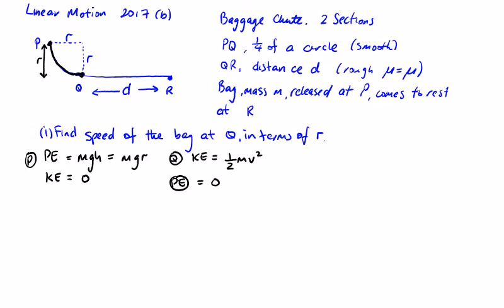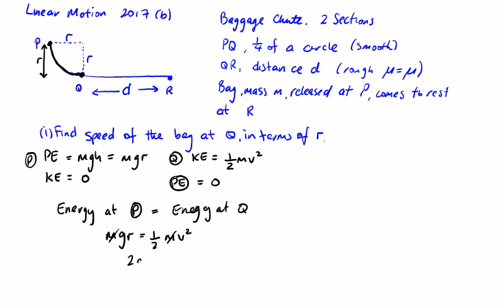So the energy at P is equal to the energy at Q. Should enable me to get speed. So let's equate these two things. mgr is equal to a half mv squared. Cancel my m's. I'm going to get 2gr is equal to v squared. So my speed at Q is the square root of 2gr.